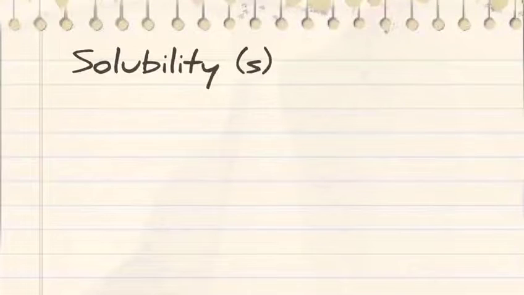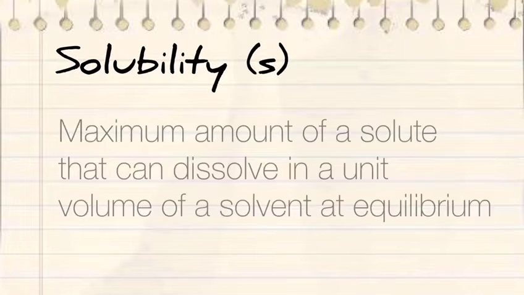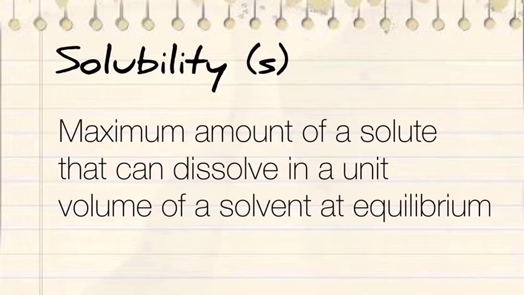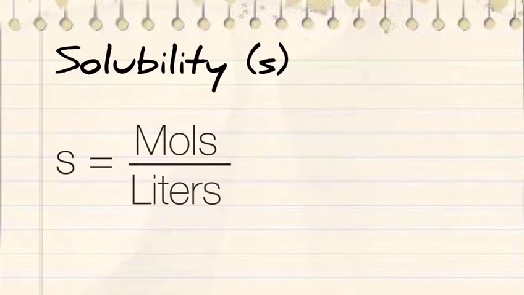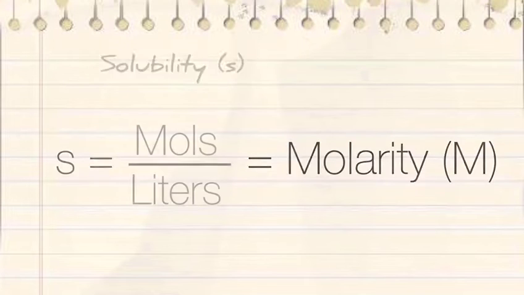What the hell is solubility and solubility product? Well, according to my friend Google, solubility can be defined as the maximum amount of a substance, called a solute, that can dissolve in a unit of volume of a certain liquid substance, called a solvent, at equilibrium. In chemistry, the substance is usually measured in moles, and the volume is usually measured in liters, so it can be simplified to moles per liter or molarity.